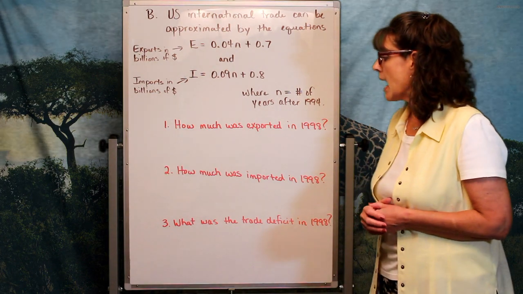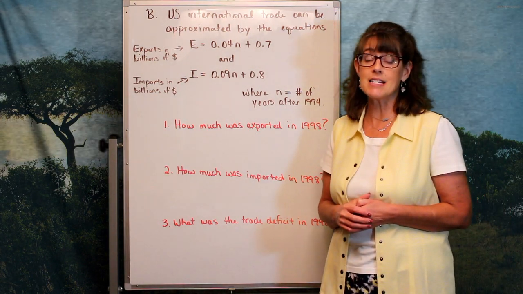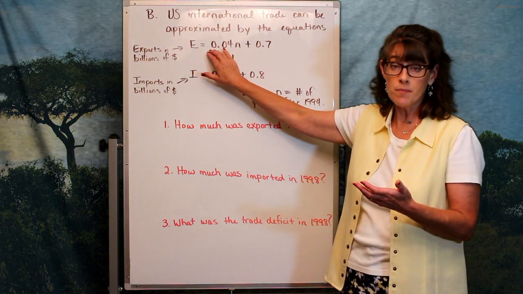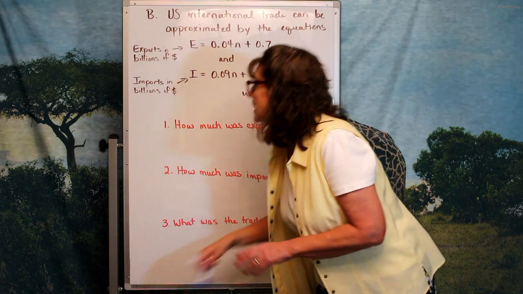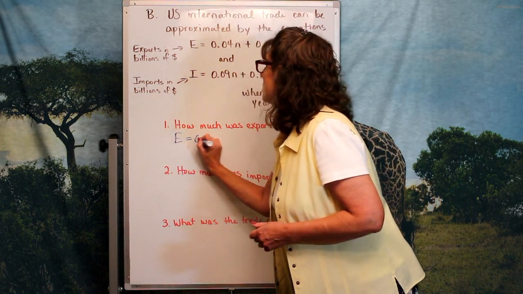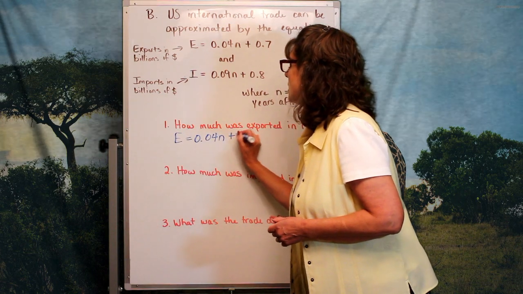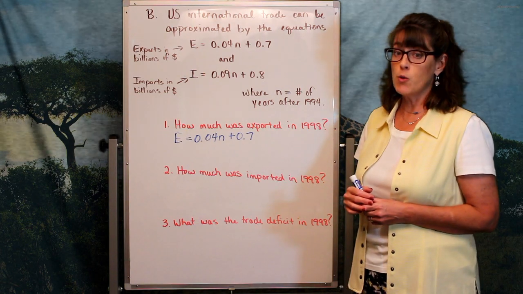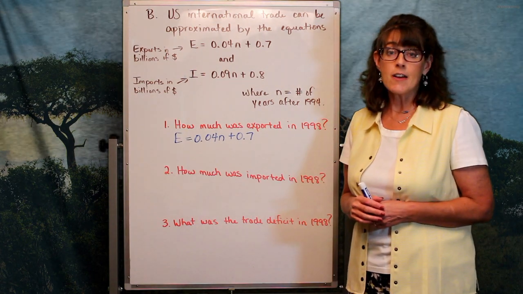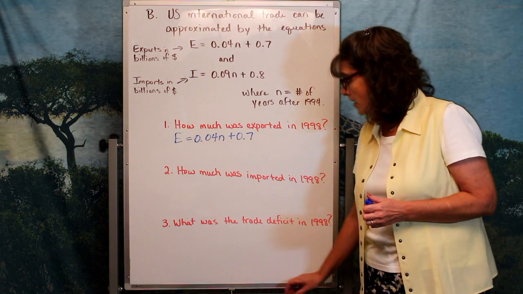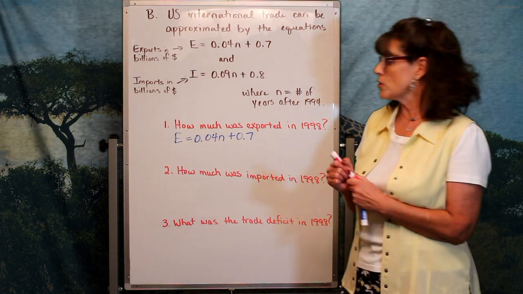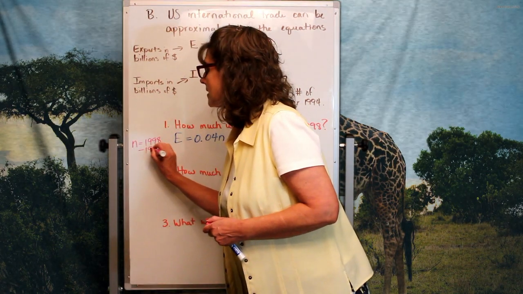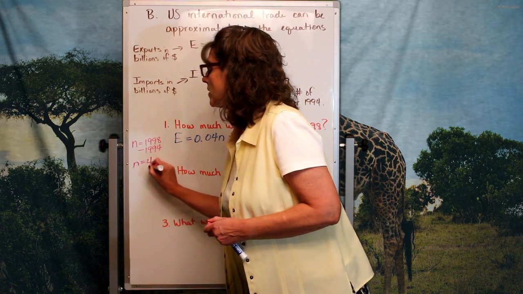The first question says, how much was exported in 1998? In order to figure out the answer, we would have to utilize our export equation. So I'm going to utilize my E equals 0.04 N plus 0.7. And remember, that N represents the number of years after 1994. Well, I'm talking about 1998. So how many years after 1994 is that? That is 4 years, because if I take 1998 and subtract 1994, that will give me 4 years for my N.